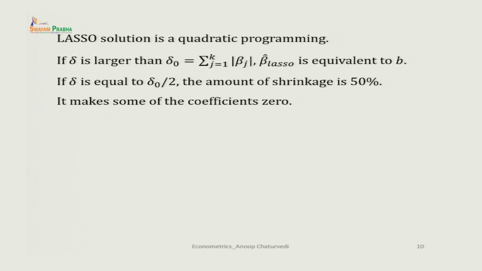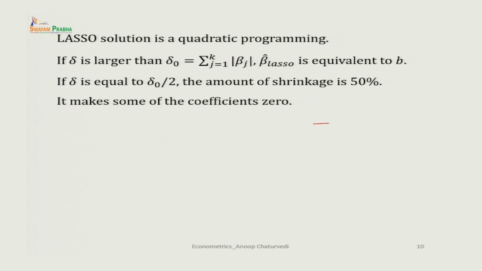Now, actually the lasso solution is a quadratic programming problem. Again, I am not going into much detail on how to get the lasso estimator for a given C. It is a quadratic programming problem. Now, if delta is larger than say delta naught equal to summation j equal to 1 to k of mod beta j, then beta hat lasso is equivalent to the least squares estimator B. So, then there is no shrinkage. And if delta is equal to delta naught by 2, then you can say the amount of shrinkage is 50%.